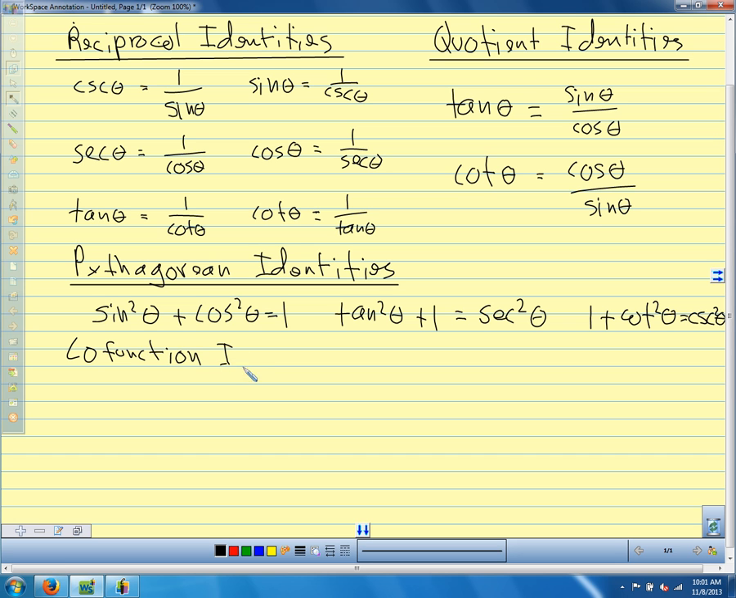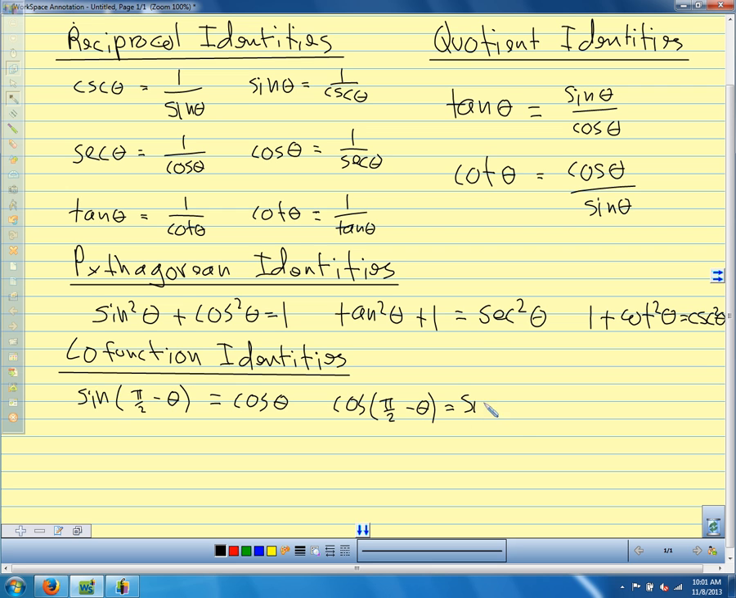Our cofunction identities. These had to do with cofunctions and functions of complements. So we said that sine of pi over 2 minus theta was equal to what? Cosine theta. And it works the other way around as well. The cosine of pi over 2 minus theta equals sine theta. So the cofunction of the complement equals the function of the original angle.